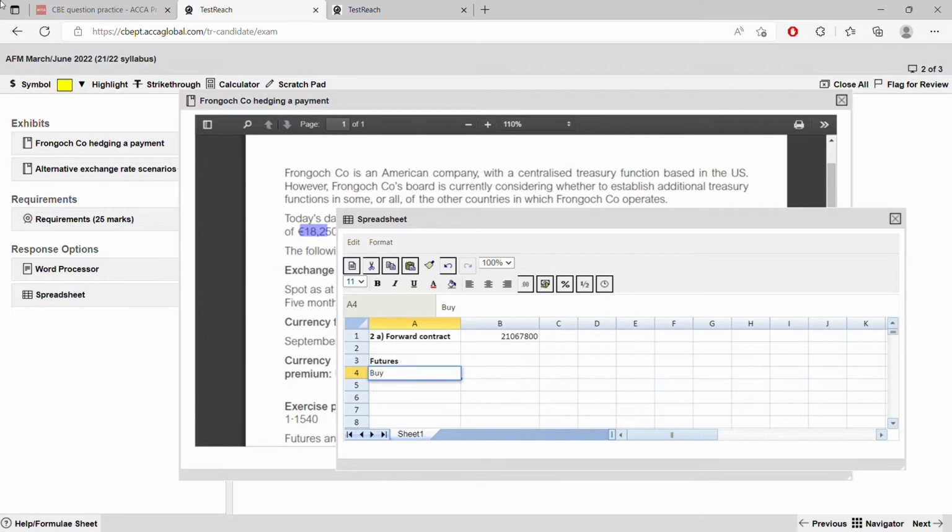You have to go to symbol, insert euro. Insert. Okay. Buy euro September future. Write the date also. And you have to say whether you are buying or selling that future.